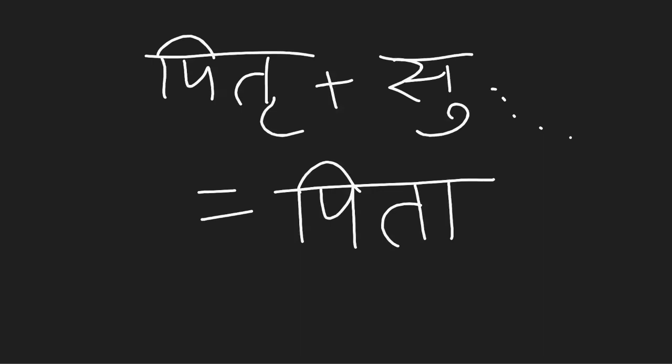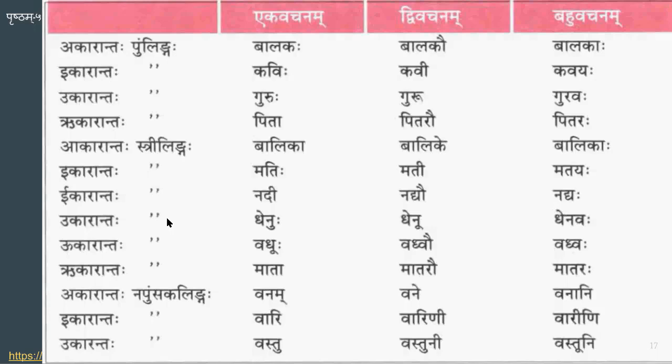Is that clear? Any question here? No question. So this should be clear. So you should not be confused. We are saying sup pratyayas, then why are they becoming balakaha? Some of them become balaka in ekavachanam, some of them become kavihi, pitru has become pita. Why is it not pitaha?